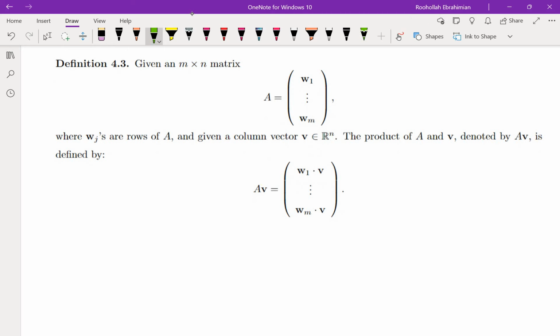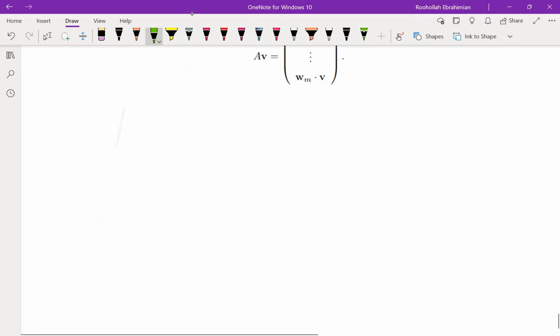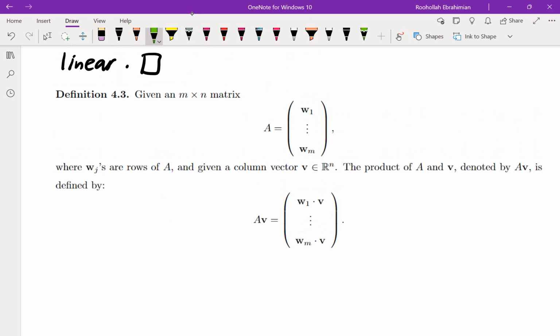Given an m by n matrix A, where the wj's are the rows of A, and given a column vector v, the product of A and v, denoted by Av, is defined as w1 dotted with v all the way to wm dotted with v. So this is how we define matrix multiplication. This is one reason that matrix multiplication is defined in a kind of weird way.